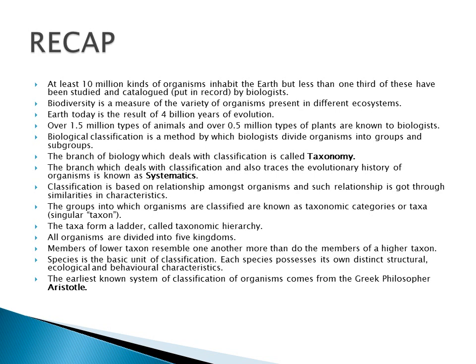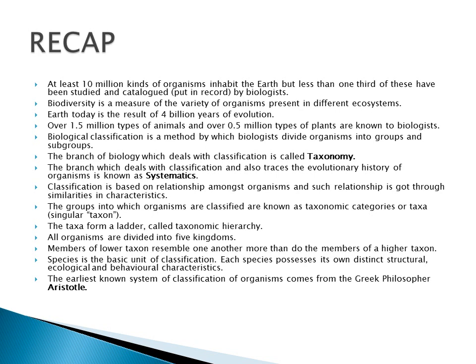Number one, at least 10 million kinds of organisms inhabit the earth, but less than 1/3 of these have been studied and catalogued by biologists. And biodiversity means that there is a variety of species in different ecosystems. Earth today is the result of 4 billion years of evolution. Over 1.5 million types of animals and over 0.5 million types of plants are known to biologists. In total, 2 million types of living organisms are known to biologists.